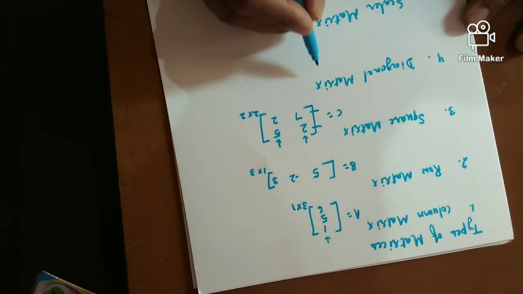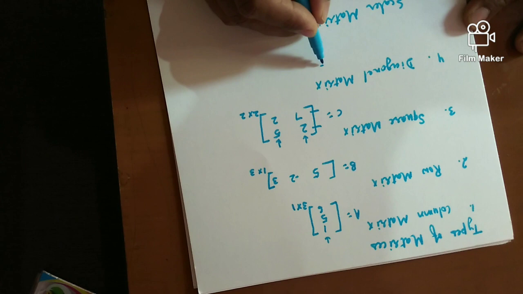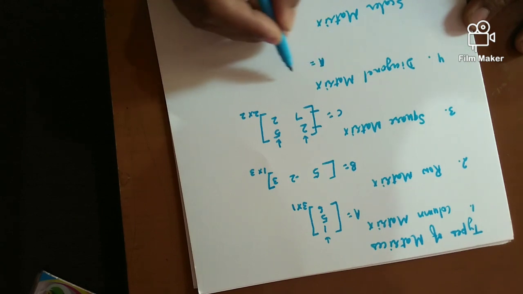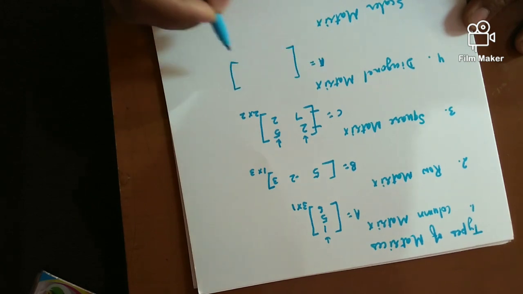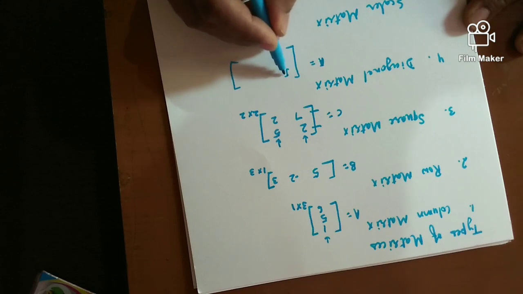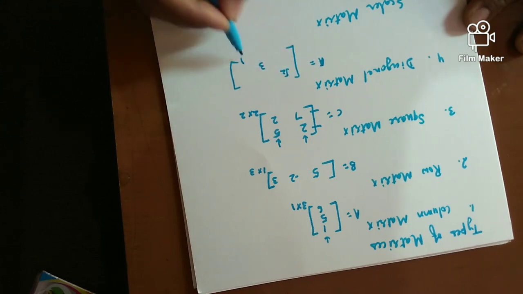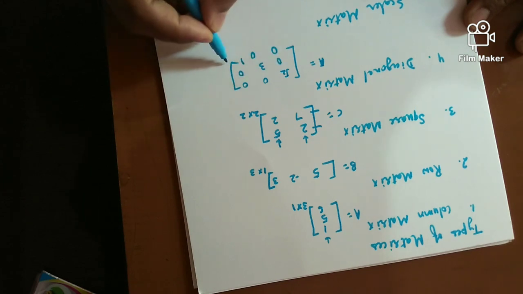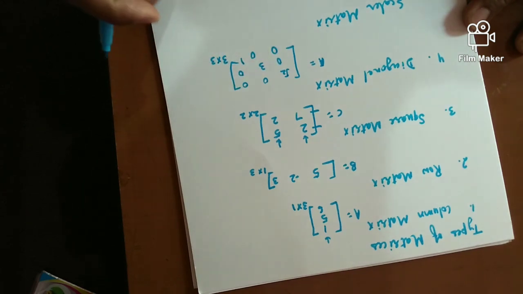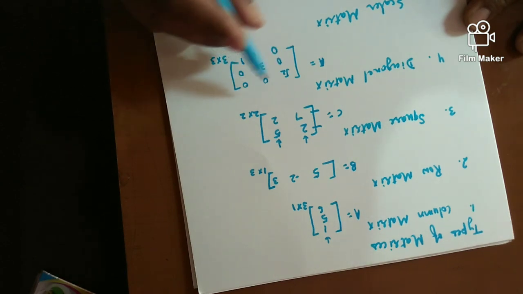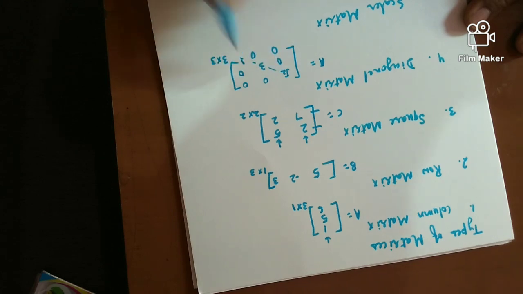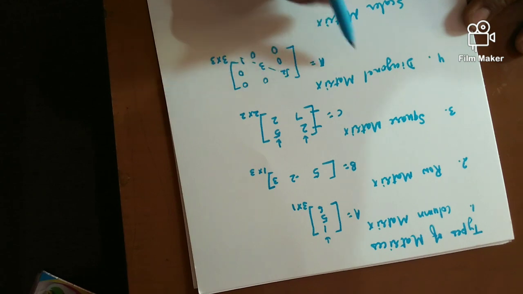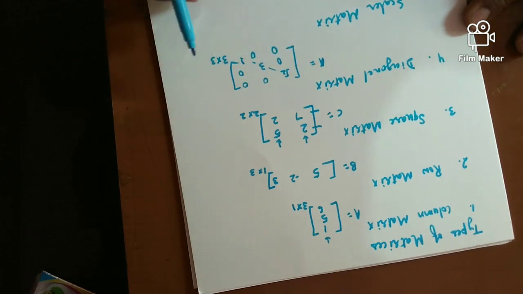Now come to diagonal matrix, which is very important. Diagonal matrix, according to the definition, the diagonal elements, this is root 2, 3, 1, and the rest are 0. This order is 3 cross 3. The diagonal elements can be any number, but other elements have to be 0. So this is called a diagonal matrix of order 3 cross 3.